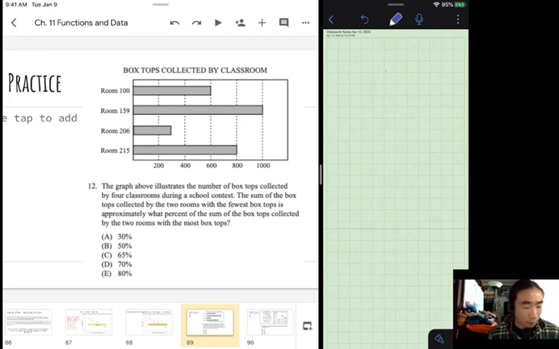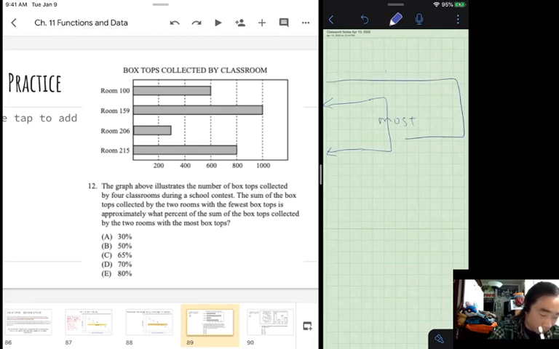So over here, for this question, I'll start talking through it now and you can think through it too. The graph above illustrates a number of box tops collected by 4 classrooms during the school contest. The sum of the boxes collected by the 2 rooms with the fewest box tops is approximately what percent of the sum of the box tops collected by the 2 rooms with the most box tops, okay? So here, this one and this one are the most, right? Most. And then the first and the third, those are the least.